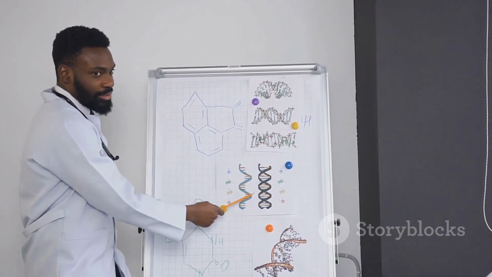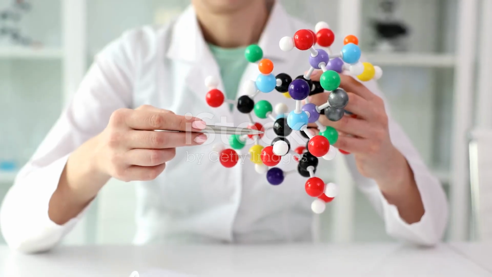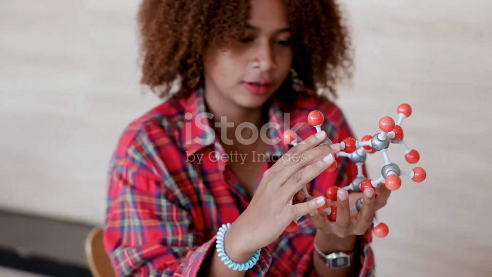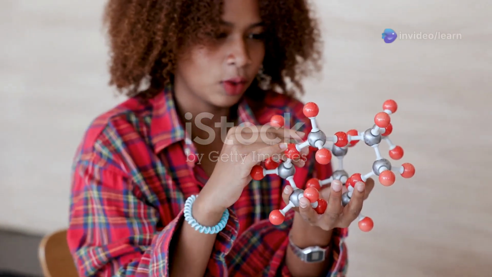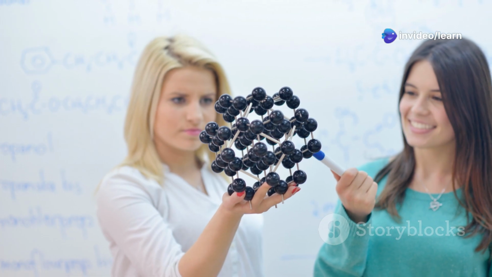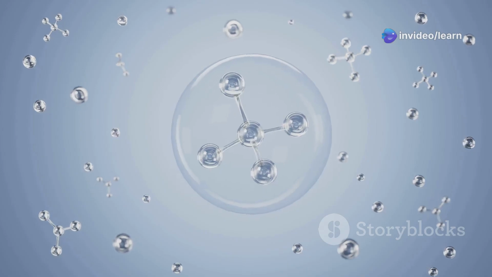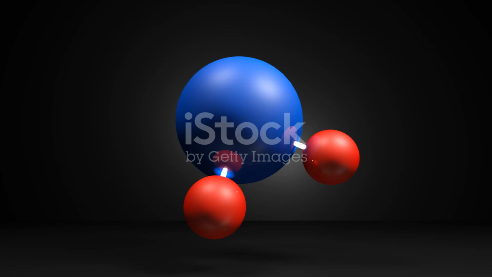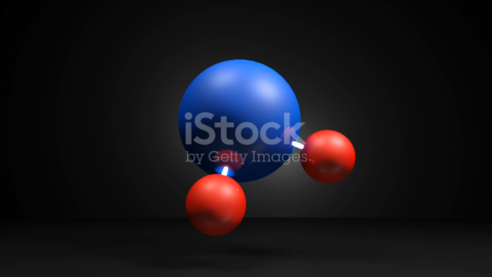First up, let's talk about molecular formulas. Think of them as the names of molecules. They tell us exactly what atoms are in a molecule. They also tell us how many of each atom are present. Let's take water as an example. Its molecular formula is H2O. This means a water molecule has two hydrogen atoms, H2, and one oxygen atom, O.